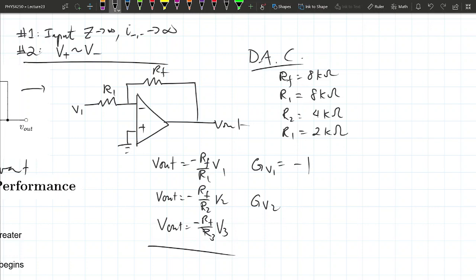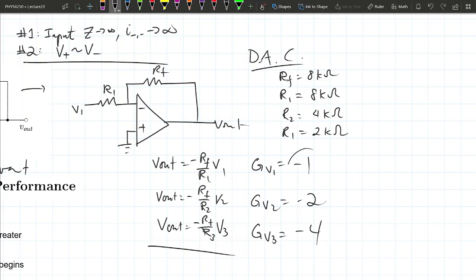What's RF over R2 now? Right, -2, yeah, the gain is -2. And then similarly for V3, that's going to have a gain of 4. Those of you who are computer science, current or previously, will start to recognize these three numbers, right?